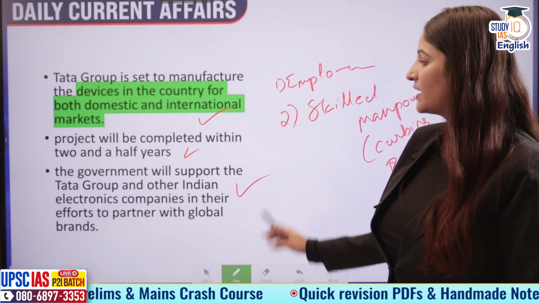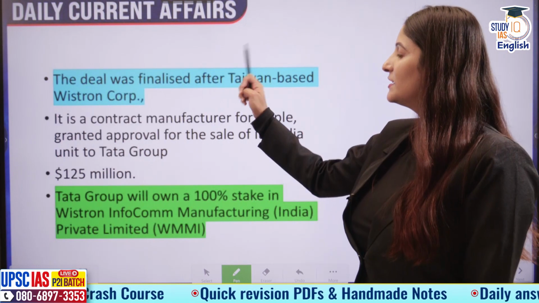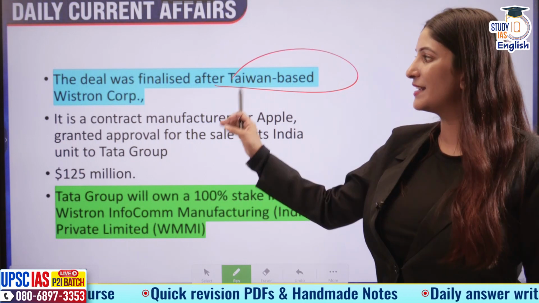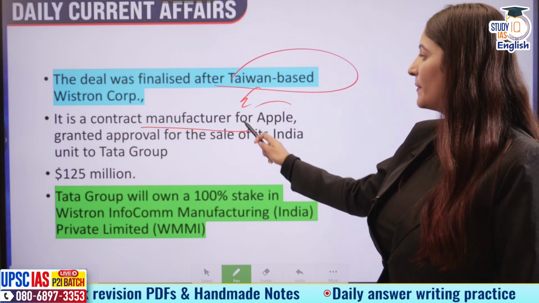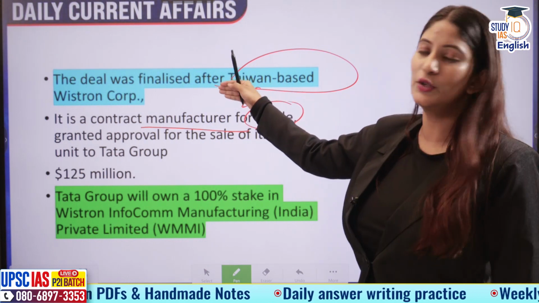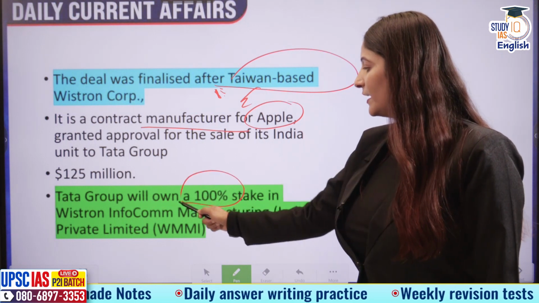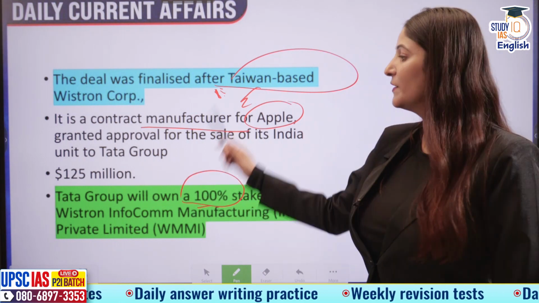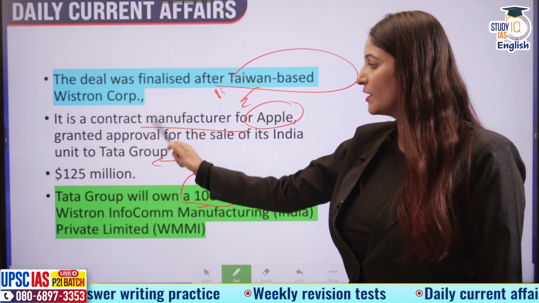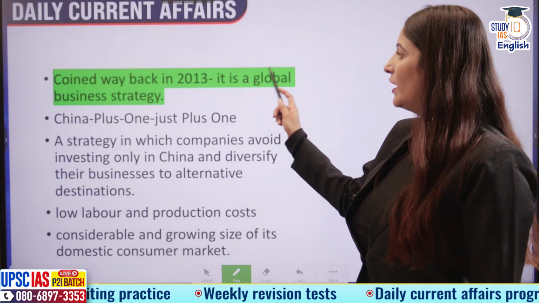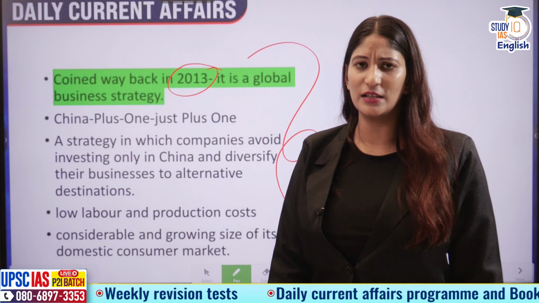The government will support the Tata Group and other Indian electronic companies in its effort to brand it. The deal was finalized after Taiwan-based Wistron Corp said yes. It is a contract manufacturer for Apple. So the Indian unit of this will be acquired by the Tata Group, and Tata Group will own it at 100% stake. It has bought it at $125 million.